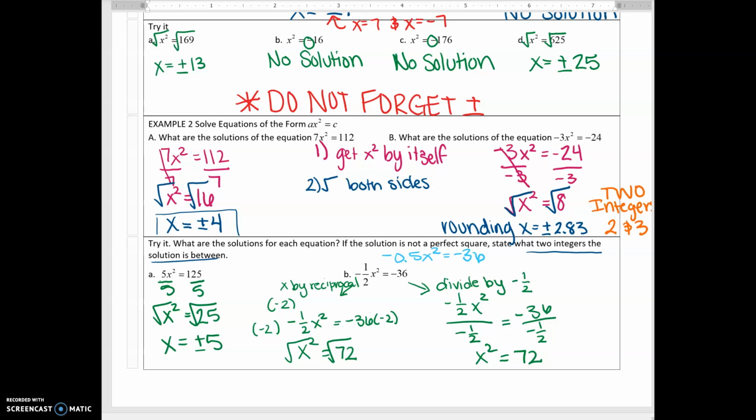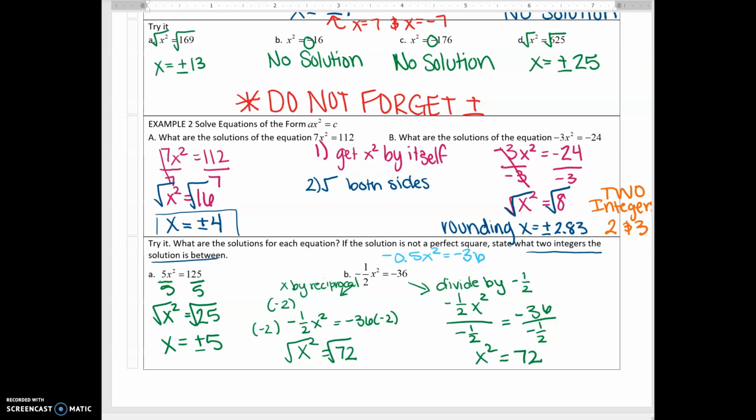Another way you could do it is when you have a fraction, to get rid of a fraction, you multiply by what's called the reciprocal. And that's just the flip of this. So the reciprocal of 1/2 would be 2/1, or just 2. So you could multiply by -2 on both sides. Or you could just divide by -1/2 or 0.5, and you still get the same thing.